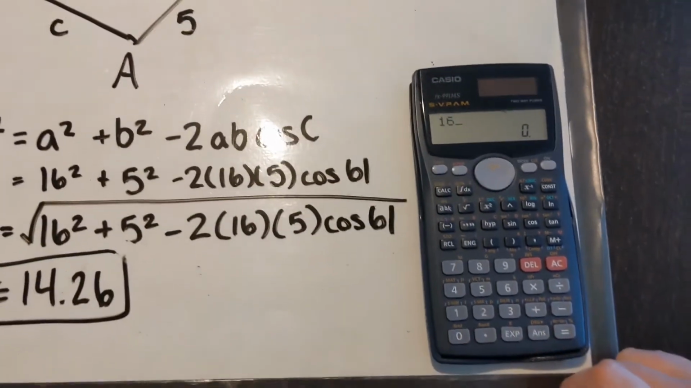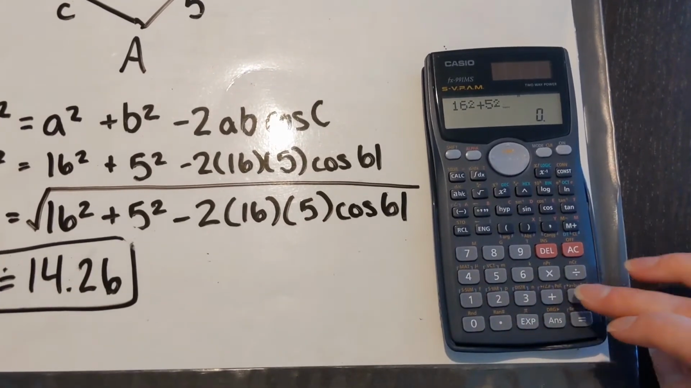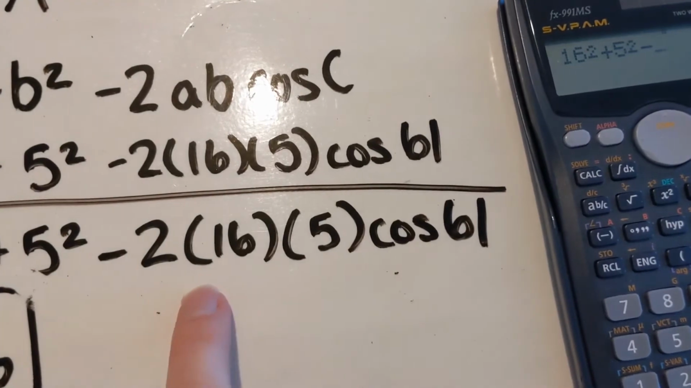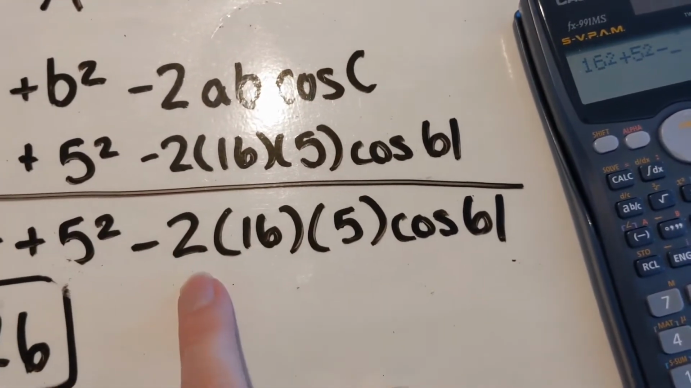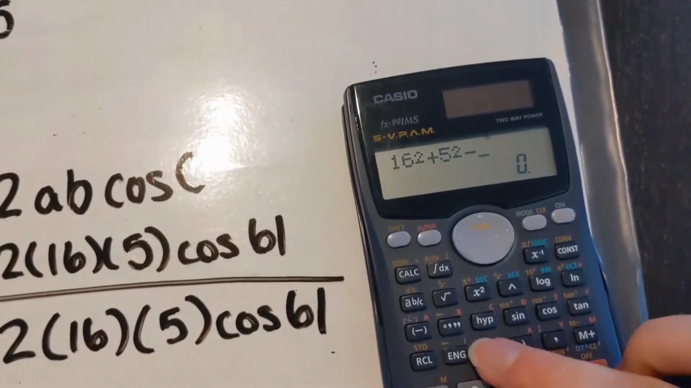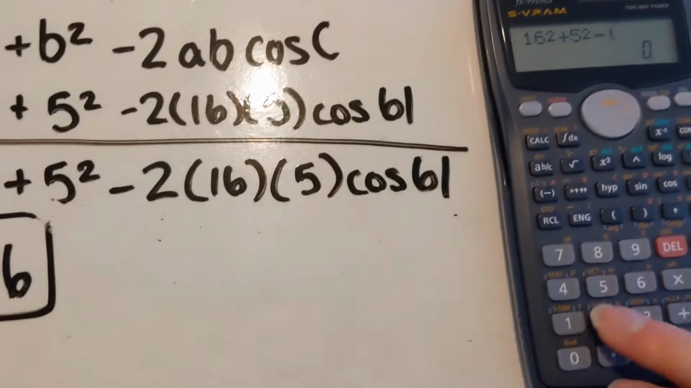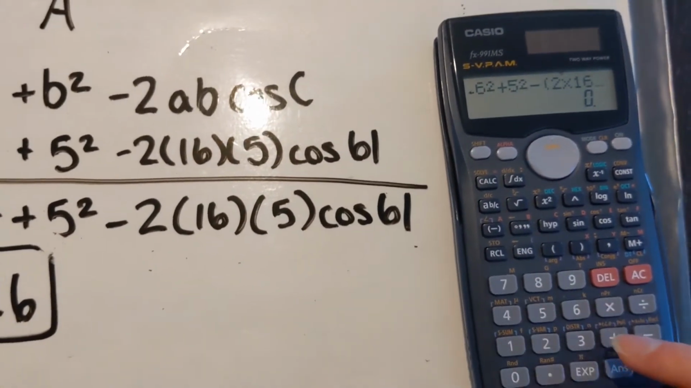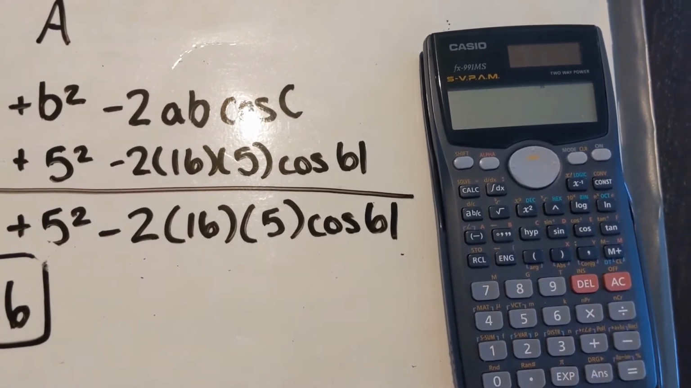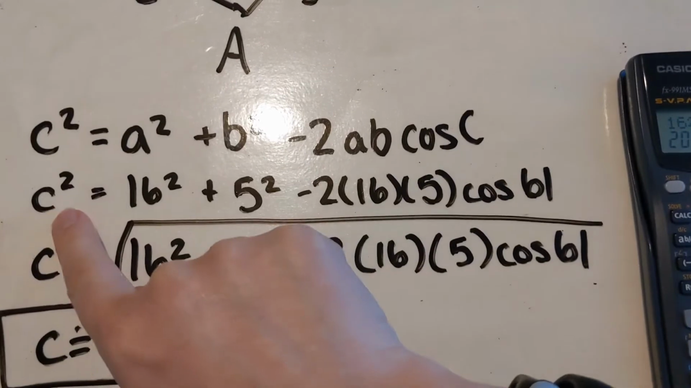16, let me show you both. 16 squared plus 5 squared minus, and then just to be 100% sure, it should recognize that this multiplication, all 3 of these, happen before the subtraction. Just in case, I like to put brackets around it. So 16 squared plus 5 squared minus, and then a bracket, 2 times 16 times 5 times cos of 61. So that gives me this answer here. But that's what C squared is.